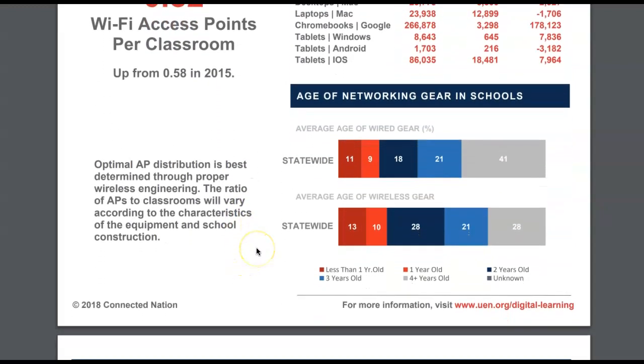Now, when we get into how old the equipment is, it does get a little concerning on occasion. So statewide, the average age of our wired gear is kind of old. So we can see that this bar right here, this 41%, is 4+ years old. And in technology time, that's kind of a long time. So we want to see it more in the red as much as we can.